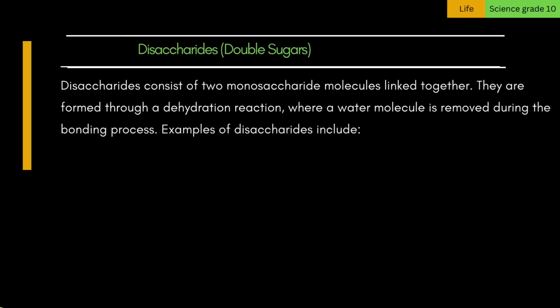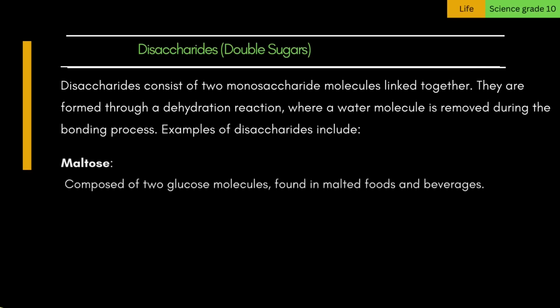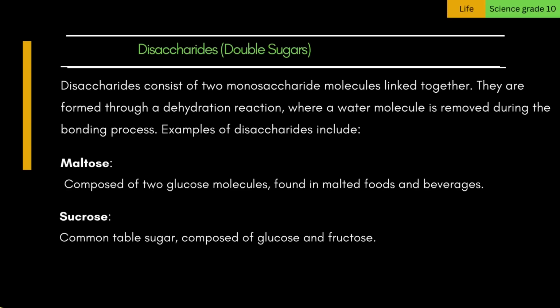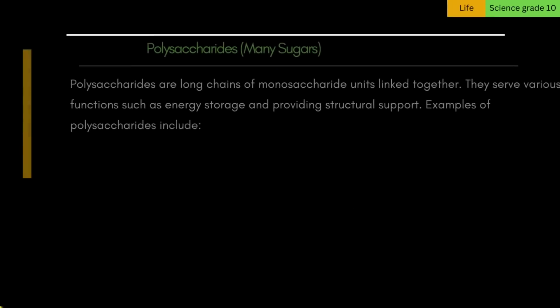2. Disaccharides, double sugars. Disaccharides consist of two monosaccharide molecules linked together. They are formed through a dehydration reaction, where a water molecule is removed during the bonding process. Examples of disaccharides include maltose, composed of two glucose molecules, found in malted foods and beverages. Sucrose, common table sugar, composed of glucose and fructose. Lactose, found in milk, composed of glucose and galactose.